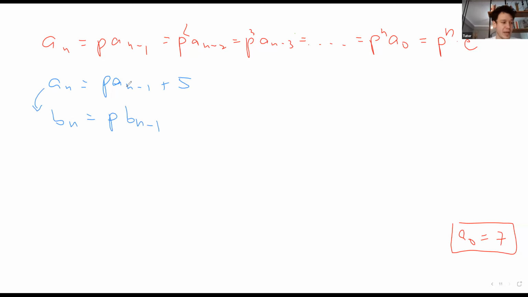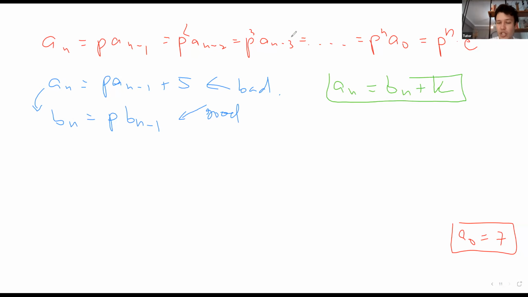So I'd want to move from this bad sequence. So this is bad, but this one is good, right? Somehow I want to take a bad sequence and convert it into a good sequence. There is actually a very simple trick here. What you can do is take an and call it a new sequence bn plus some constant k. Then all you need to figure out is what this constant k is.